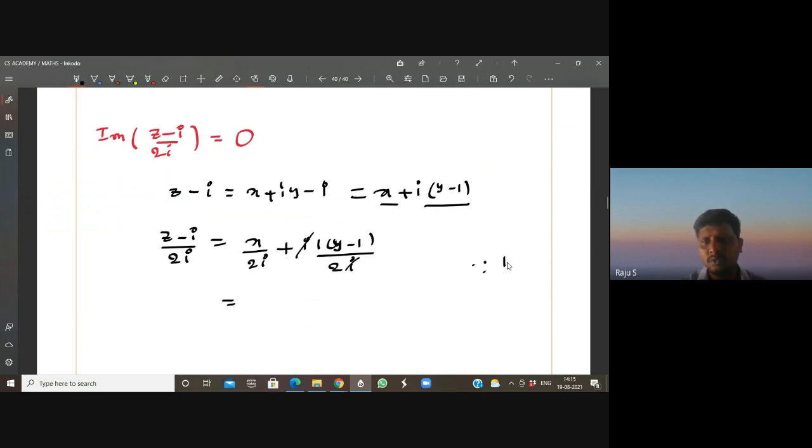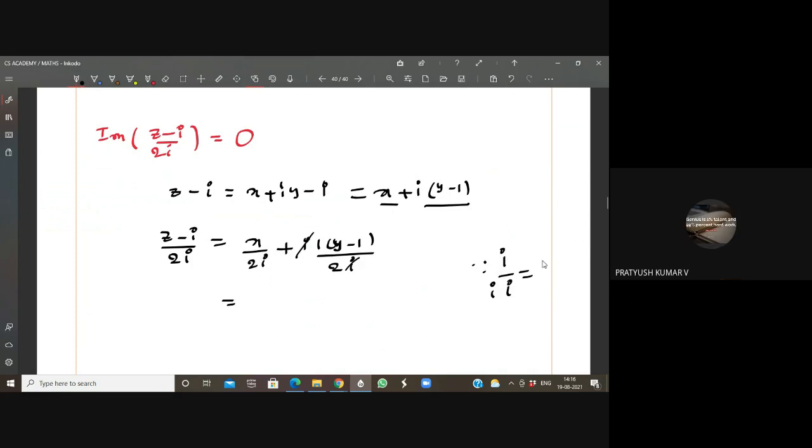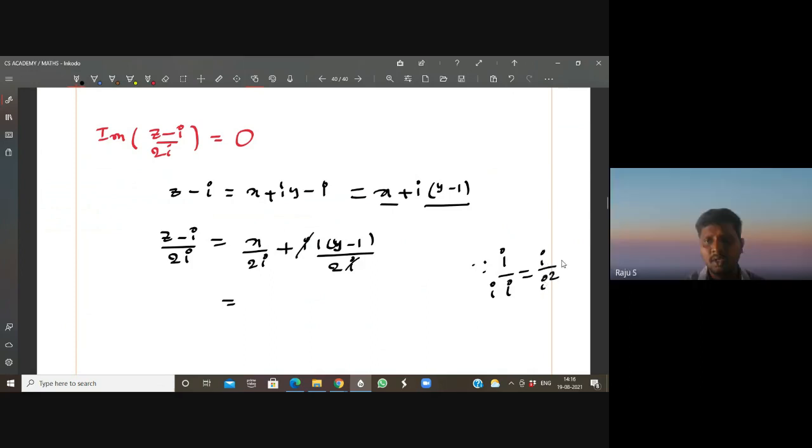Since we know that, what is the value of 1 by iota? Multiply and divide with iota. Minus iota, because i squared value is minus 1. The value of 1 by iota, everyone should remember, is minus iota.